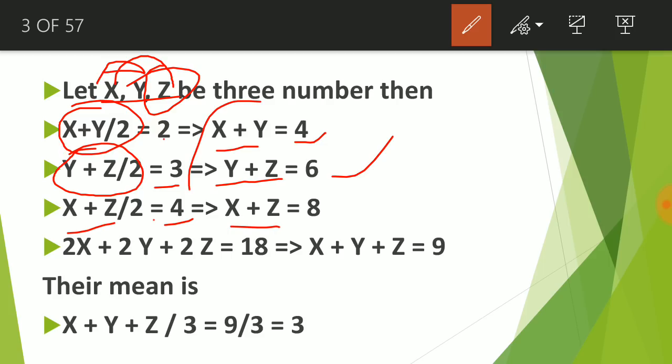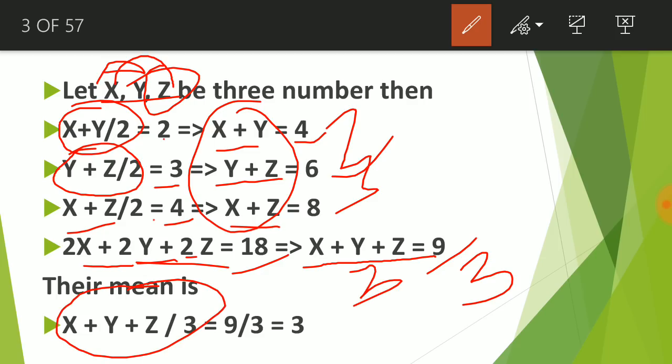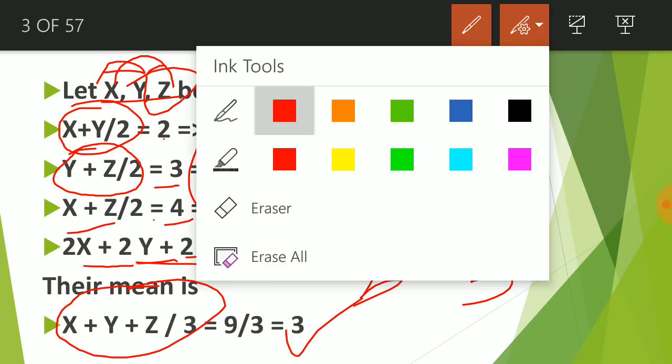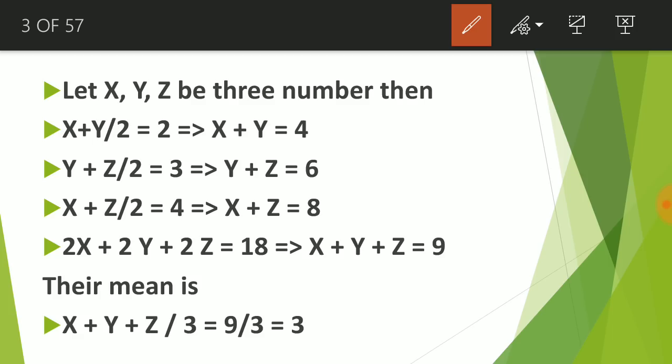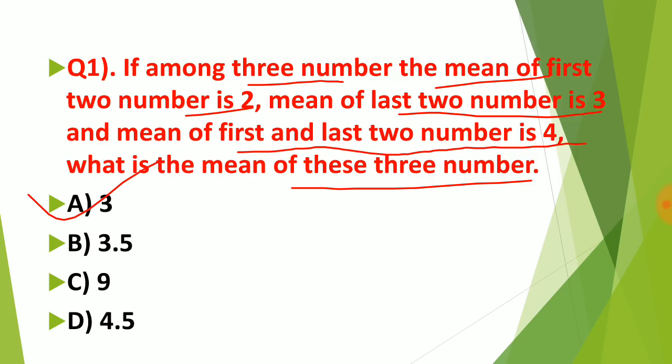Now if we add all these terms, we will get 2x plus 2y plus 2z, and on the other side we will get 18. Now after solving this, we will get x plus y plus z is equal to 9, and we have to take the mean of these numbers, which means we need to divide by 3 on both sides. So (x plus y plus z) divided by 3 will be 3, and this (x plus y plus z) divided by 3 is the mean of the three numbers, and this is in option choice A. So A is the correct answer for question number 1.